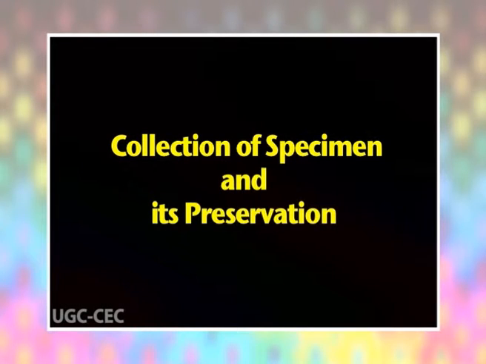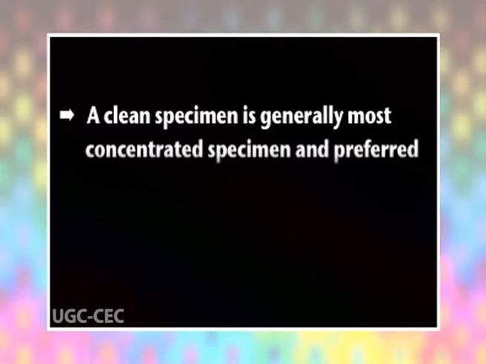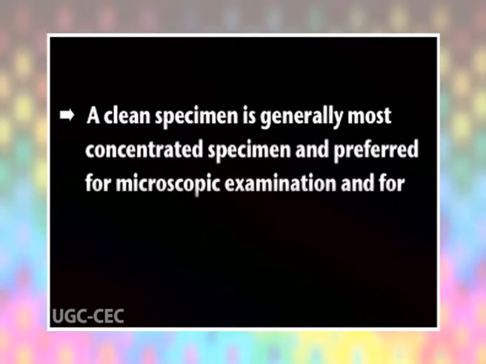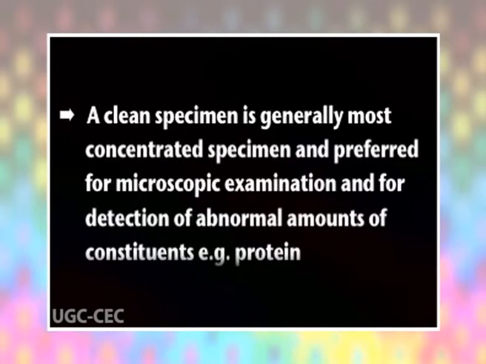Let's have a look at collection of specimen and its preservation. Like all biological specimens, urine has to be collected and adequately preserved to prevent contamination and bacterial overgrowth, since it's a very good culture medium. The type of urine specimen to be collected is determined by the test to be performed. First, a clean, early morning fasting specimen is generally the most concentrated specimen and preferred for microscopic examination and for detection of abnormal amounts of constituents, for example, proteins.